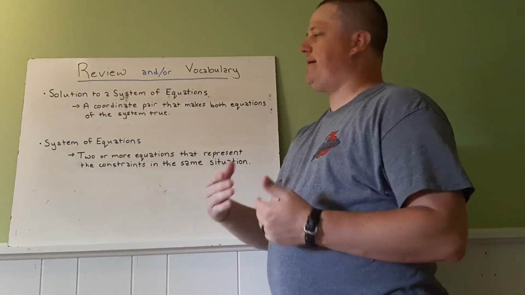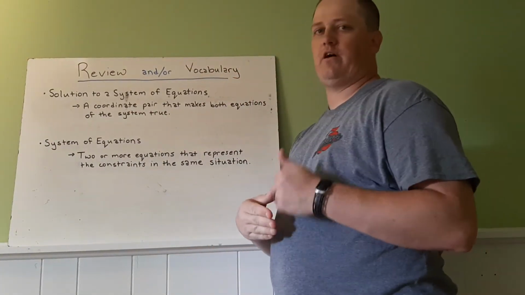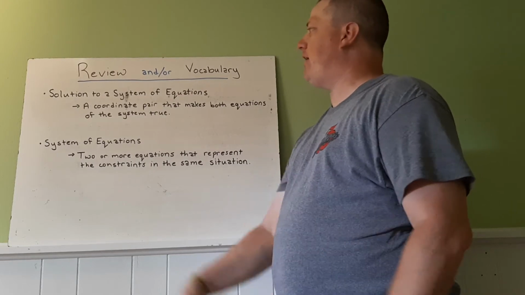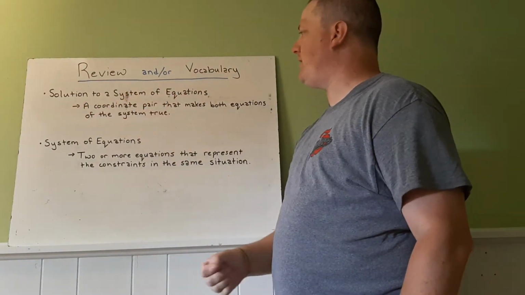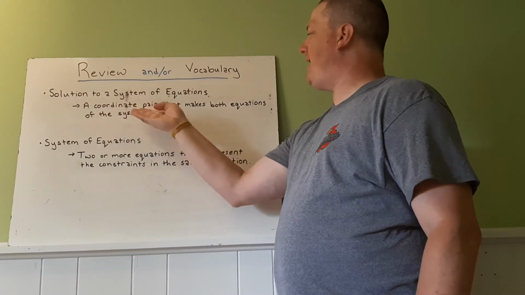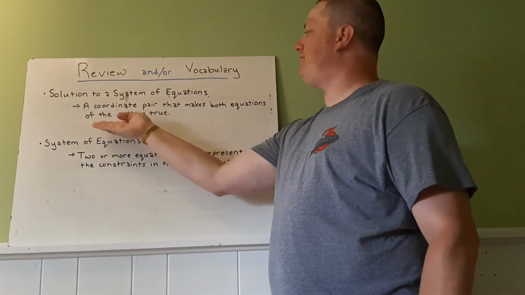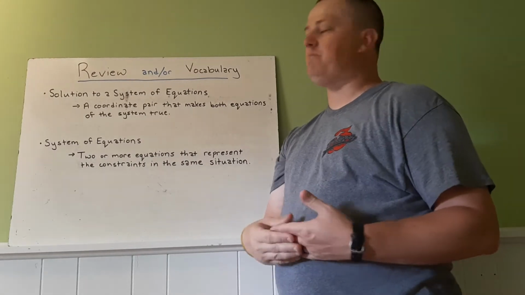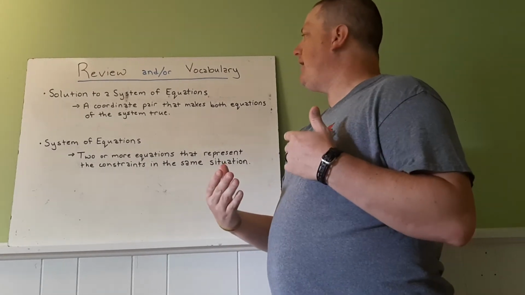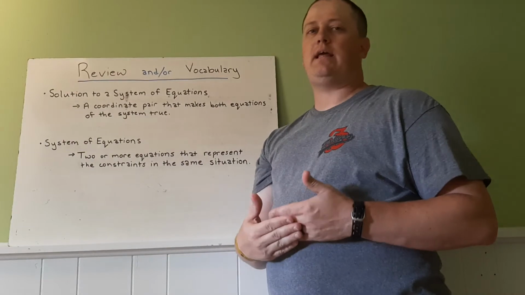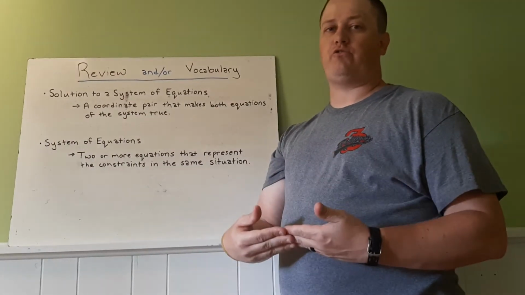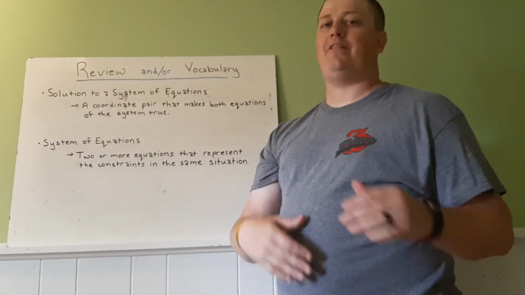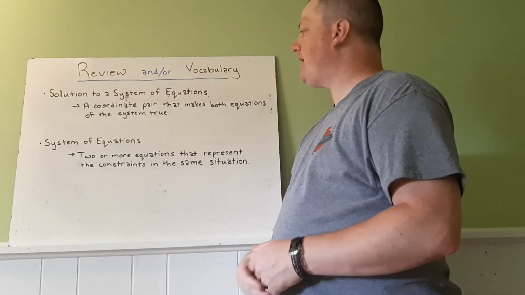So our 2 vocabulary words that we're going to be focused on for the next little bit are solution to a system of equations, a coordinate pair that makes both equations of the system true. Usually in systems there are 2 equations. There can be more, but a solution would be anything that makes both situations true. If it makes one true and not the other, it's not a solution.